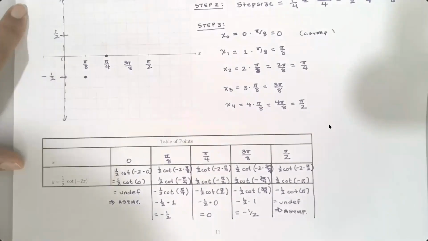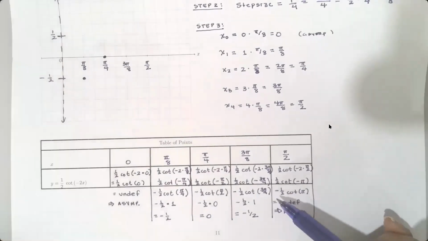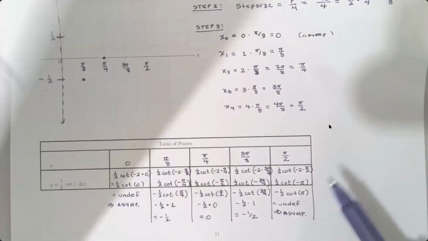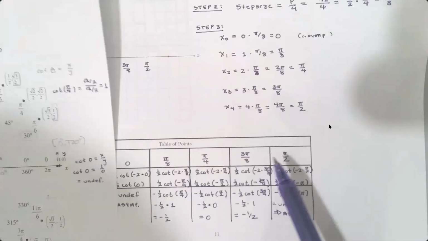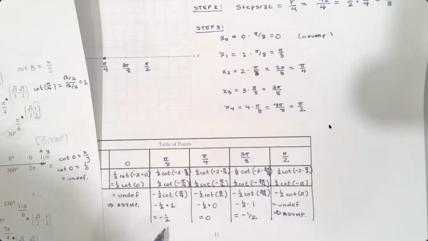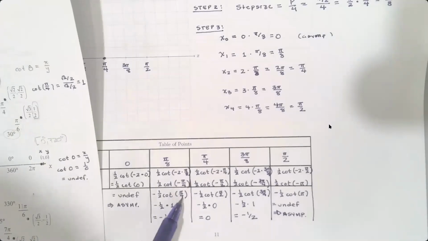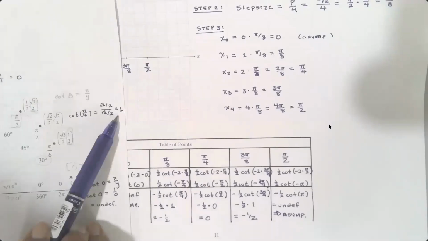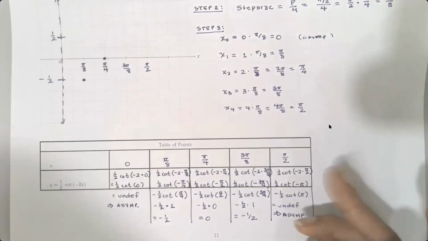I think I did. Let me be careful. 3 pi over 4, let me double check. So at 3 pi over 4 we had negative 1. I think the mistake might be at the pi over 8, because at the pi over 8 we got pi over 4, and that should have been 1. Oh, sorry, the mistake is here. This was negative 1, right? This one here was negative 1.